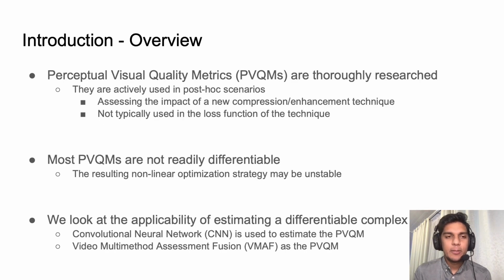Perceptual visual quality metrics, or PVQMs, are thoroughly researched. While they are actively used in post-hoc scenarios, such as assessing or testing the impact of a new compression or enhancement technique, they are not traditionally used in the loss function of that technique. This could be attributed to the fact that most PVQMs are not readily differentiable, which means that the resulting nonlinear optimization strategy may be unstable.